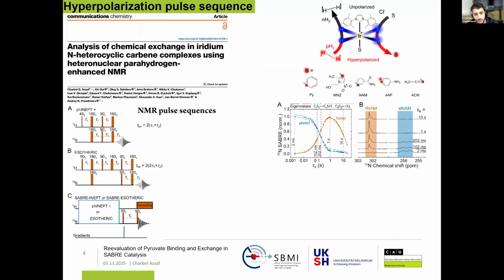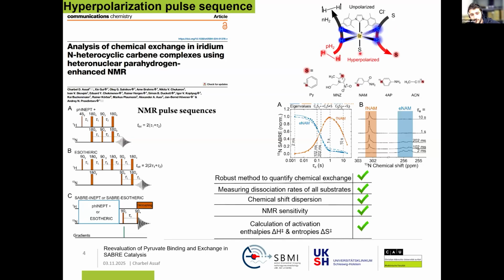We compared two hyperpolarization pulse sequences, like PHI-NET plus and ESOTHERIC. In these two pulse sequences, we know that they will create a net magnetization on the bound substrate. And then with the methodology of having an evolution time, we can study how polarization is transferred or exchanged between the bound and the free form.